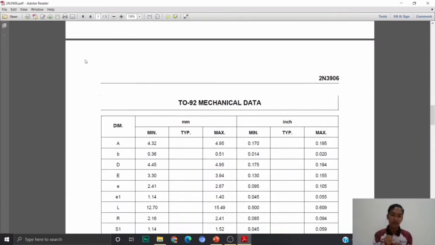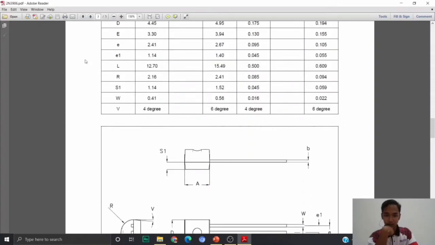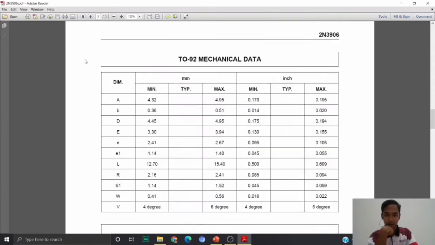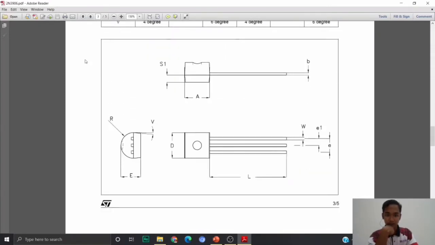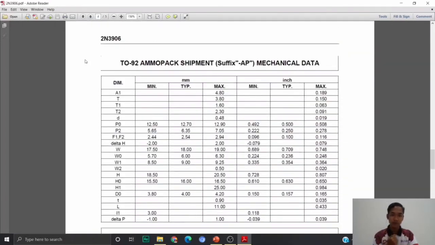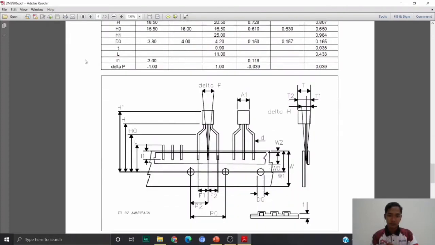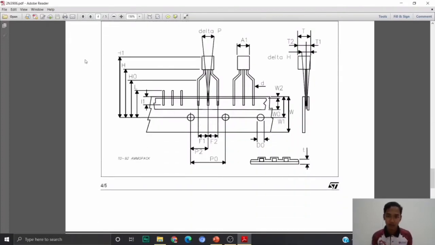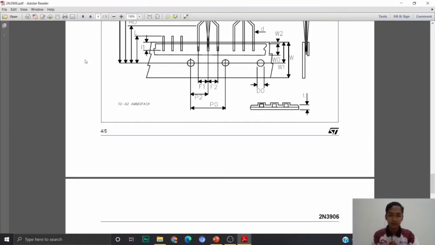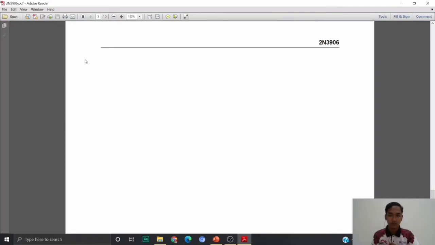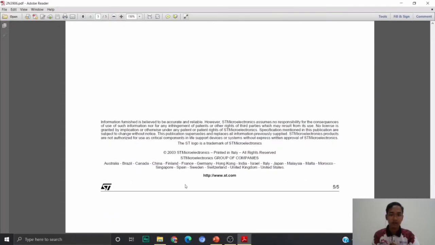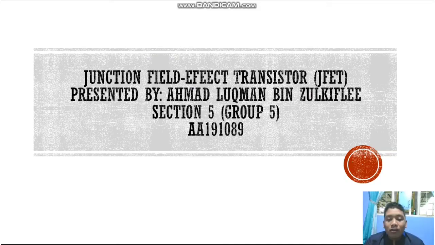Now for this mechanical data, as you can see, this is a diagram for transistor 2N3906. Okay, that's all. Thank you.